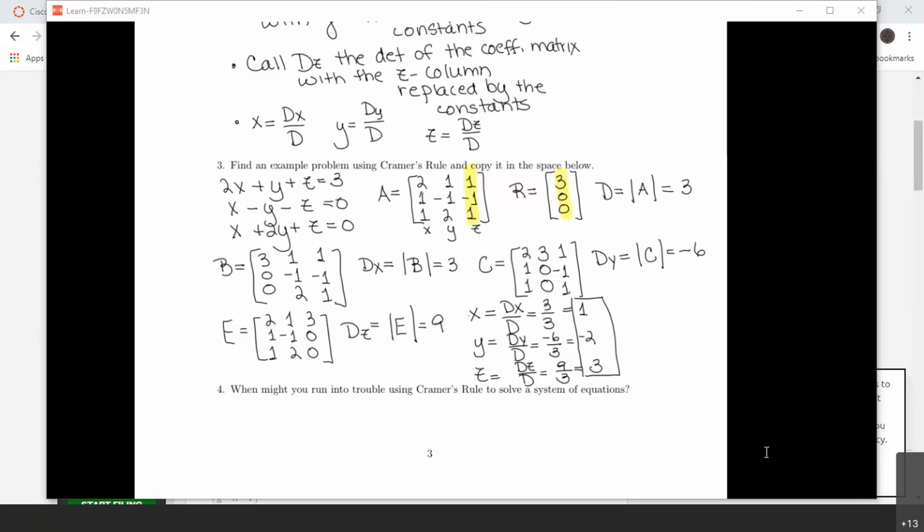You can put it in an augmented matrix and solve it with RREF. You can put it in a coefficient matrix, a variable matrix, and a right-hand side matrix, and use a matrix inverse, right? You could do A inverse times B. You can also use Cramer's rule like we just did. And the other way, if you're old school, you can solve it algebraically. Okay? Which way is easiest?